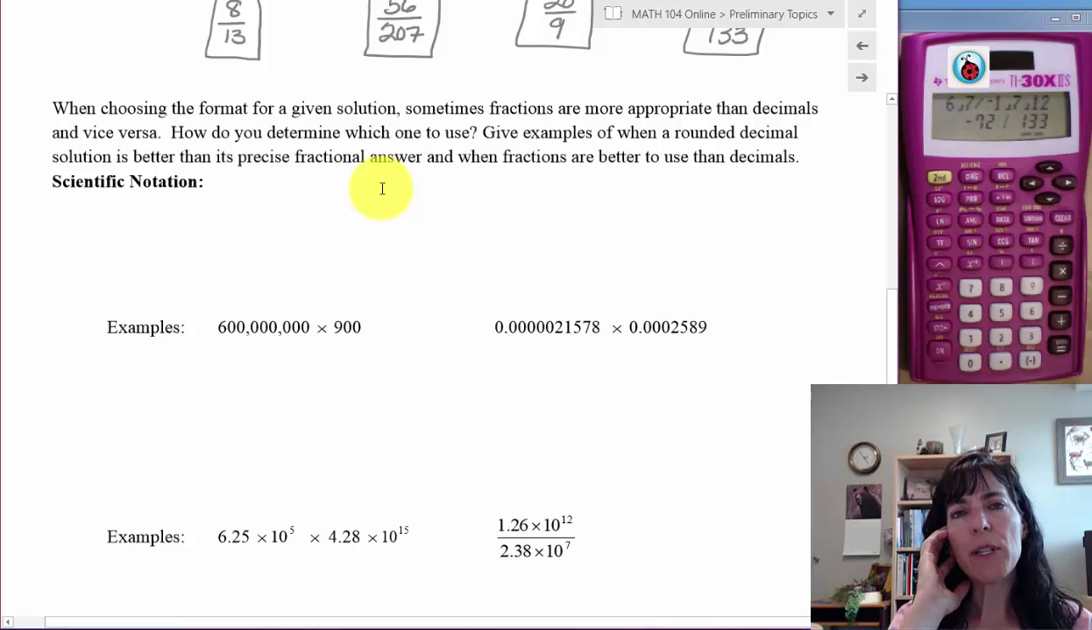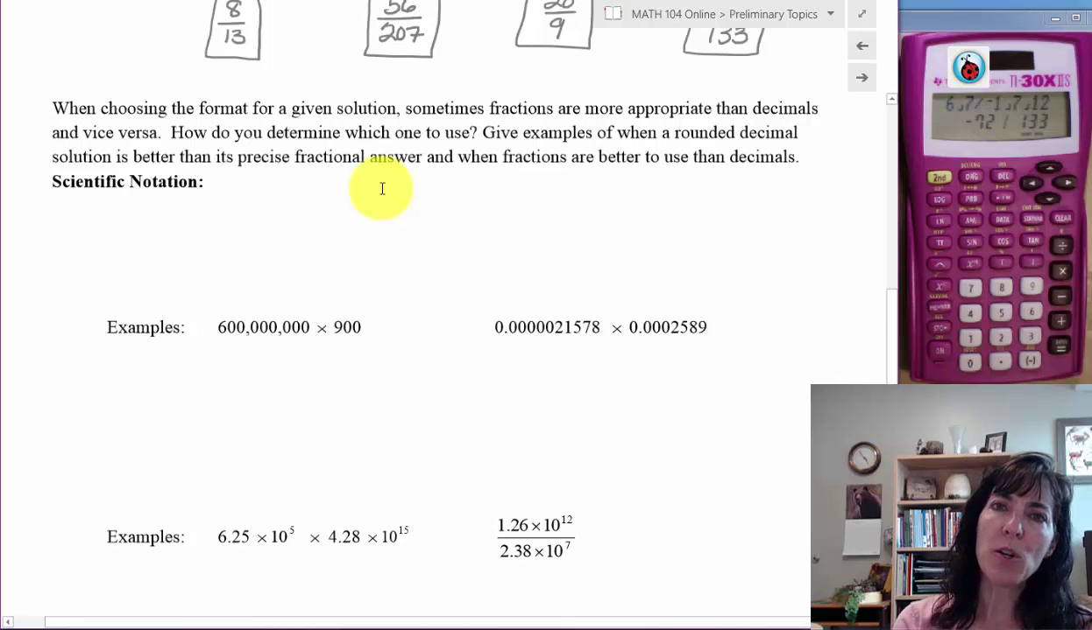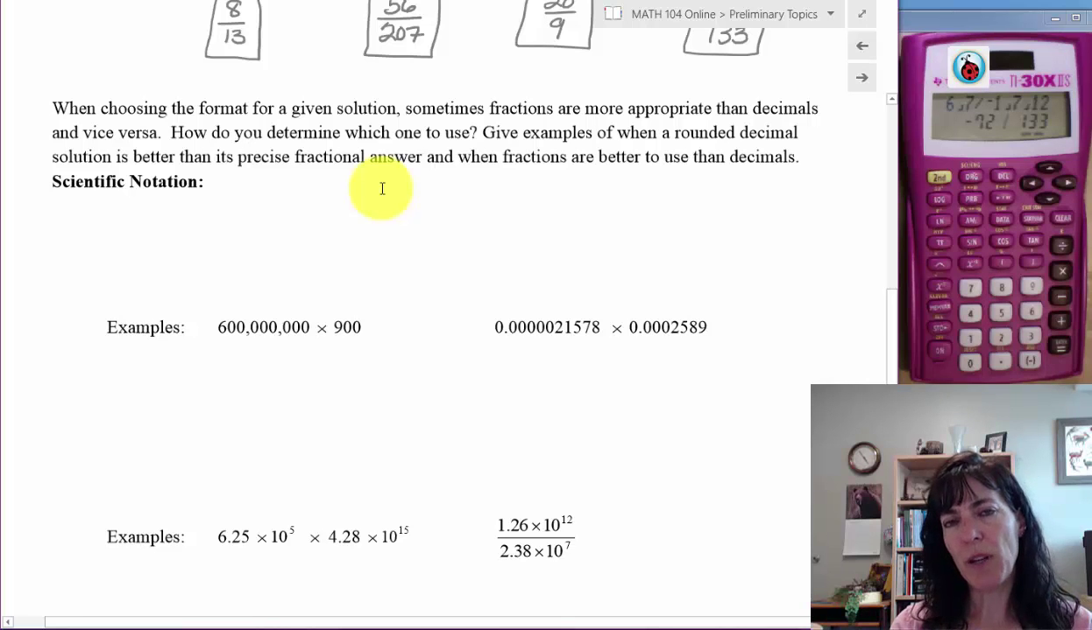Another way for you to tell is if your problem starts with mixed numbers, then your answer should probably be written as mixed numbers. If your problem starts with decimal values, your answer should be decimal values.